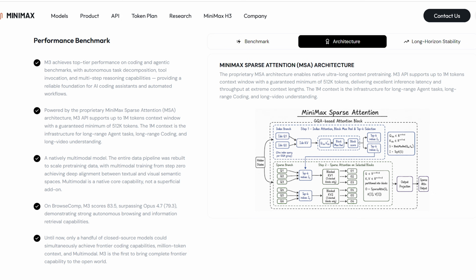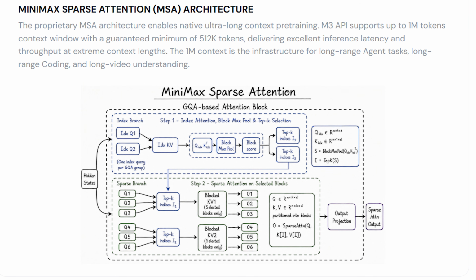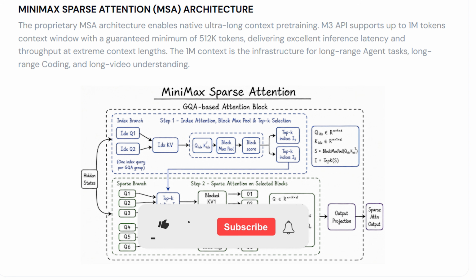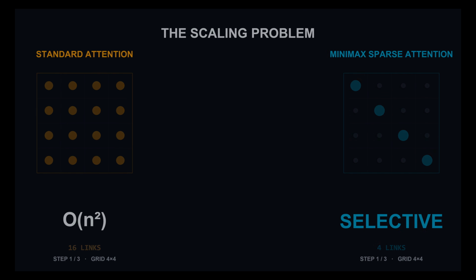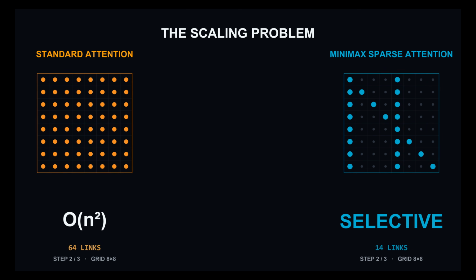Now quickly, the reason M3 can handle a 55 kilobyte JavaScript file in a single context window without breaking a sweat is its architecture. MiniMax Sparse Attention, or MSA. This is a proprietary sparse attention mechanism designed specifically for ultra-long context. The standard transformer attention scales quadratically with sequence length. Double the context, quadruple the compute. MSA avoids this by being selective about which tokens attend to which.